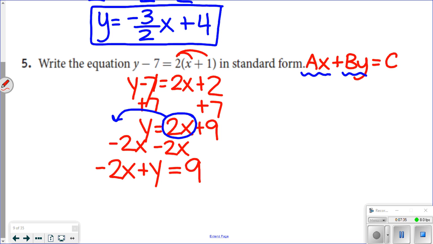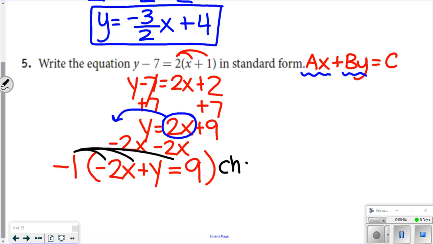Uh-oh, this is breaking a rule. Remember that a has to be positive. A currently is negative 2, so how do I cancel out a negative? 2 negatives make a positive. So I want to think about multiplying everything by a negative 1, or you could think about dividing everything by a negative 1. And let's distribute this through.